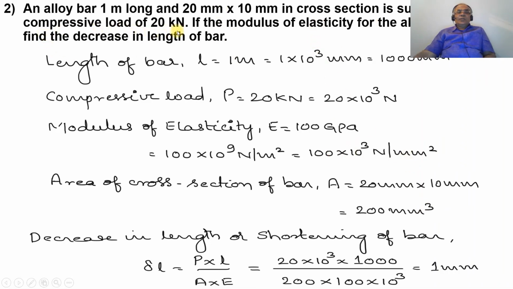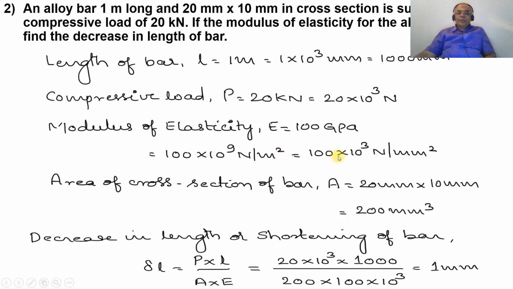And then the compressive load is 20 kilonewton. It should be 20 into 10 to the power of 3, so it is 20 into 10 to the power of 3 Newton. And the modulus of elasticity for the alloy is 100 GPa, 100 into 10 to the power of 3 Newton per mm square. In the first problem, we discussed the conversion of GPa into Newton per mm square. So apply the same concept. 1 gigapascal will be equal to 10 to the power of 9 Newton per meter square.